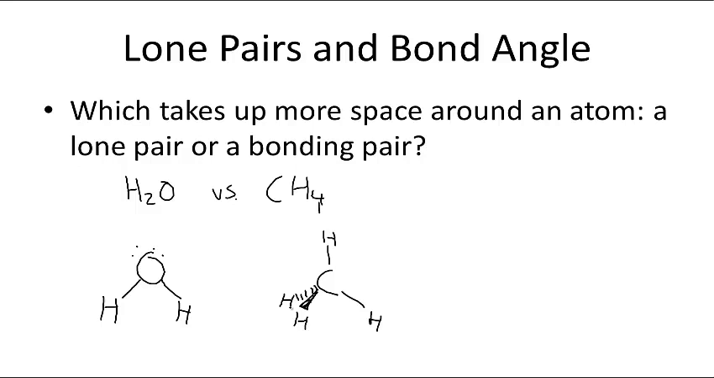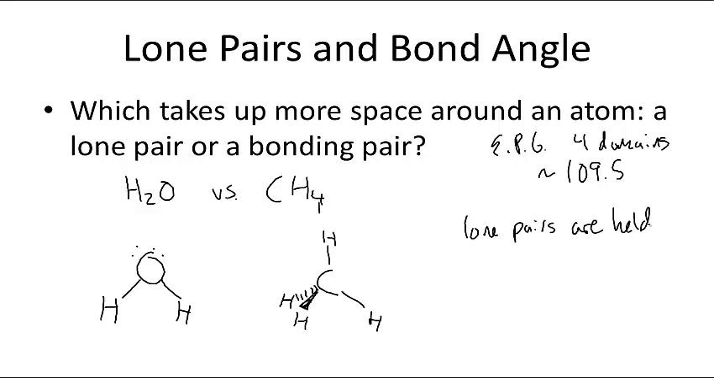We said the bond angle, the electron pair geometry bond angle for 4 domains is about 109.5, right? But it turns out that lone pairs can affect that angle. And here's why it happens. If you think about the electrons in between C and H, they're shared pretty much in between those two atoms, right? So the electrons are a little bit far away from C, a little bit far away from H, somewhere in the middle here. But in water, the lone pairs are held tightly by the central atom.